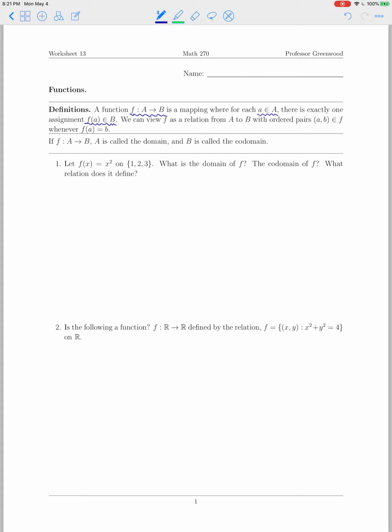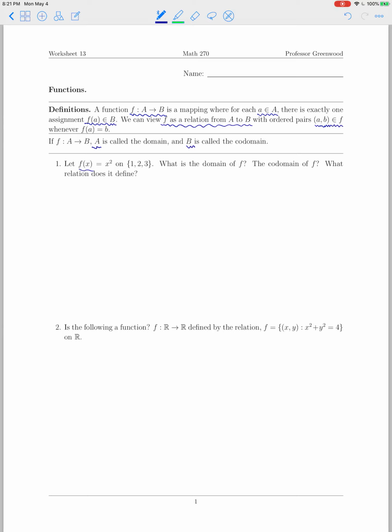If we want to connect things to what we've seen before, we could view f as a relation from A to B. That's just because relations, by definition, are ordered pairs. So we could let (a, b) in f just be shorthand for f of a equals b. Sometimes when people are being particularly formal, they refer to functions in this way as ordered pairs. We'll need a couple more words to talk about functions. Whenever f maps A to B, A is called the domain and B is called the codomain of the function. So let's look at a couple examples just to make sure that this terminology is making sense.